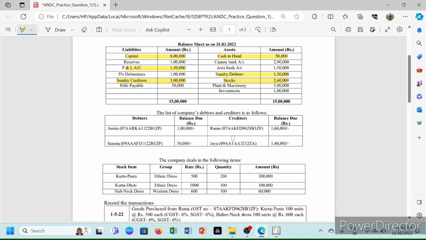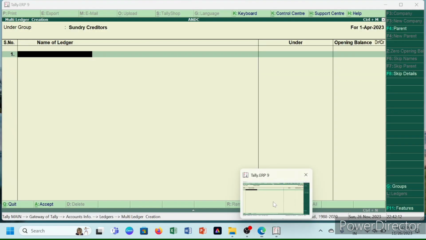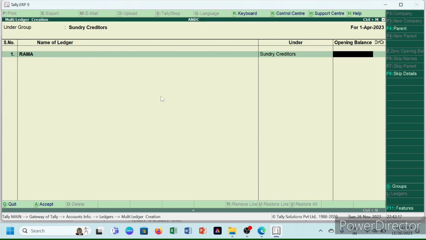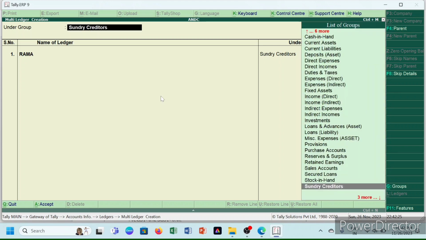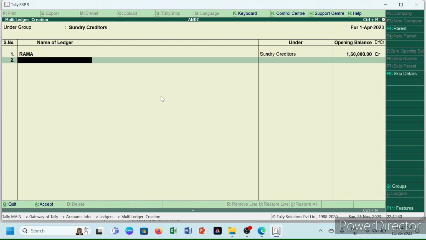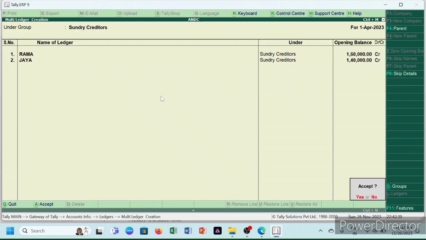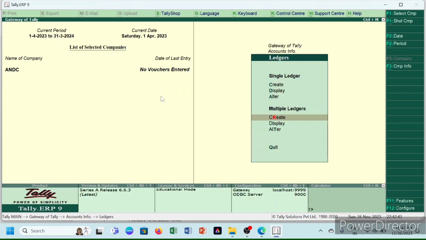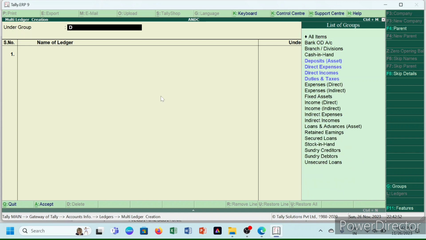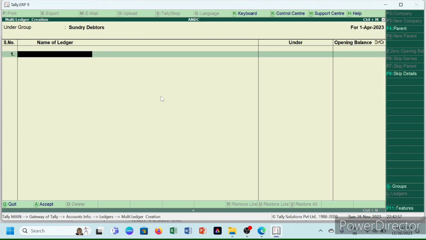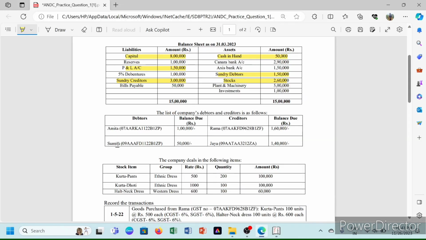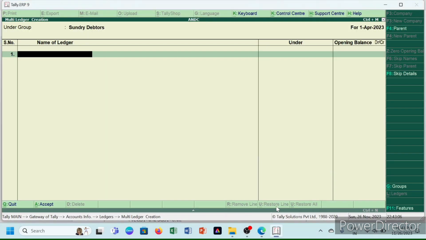the information is given below for the debtors and creditors. We have to put these under creditors. Rama, first name is Rama, the amount is 1,60,000. Then Jaya, then accept it. By pressing Y, yes, you can accept it. For creating the sundry debtors, we will again press R, and here under group we will select the debtors account. Amita and Sumita are the two debtors given here. We put here it is.